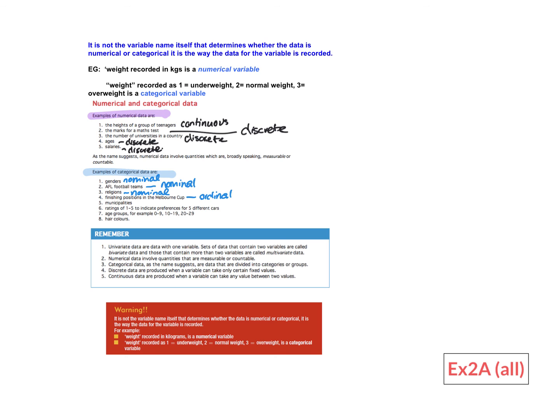I can't even say this word, municipalities. That just means the area you're in. So don't worry, that would be nominal. Ratings of 1 to 5 for preferences for 5 different cars, I'd say that's nominal still. Age groups is ordinal. It's still a group, it's still a category, but we can see the ages and who's older. And hair colour, that would be nominal.